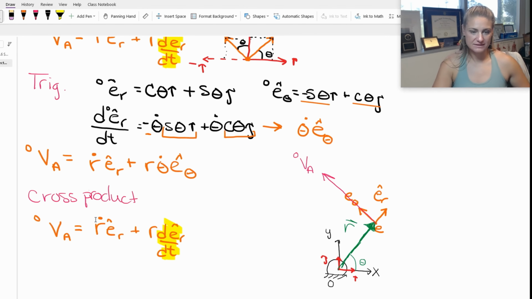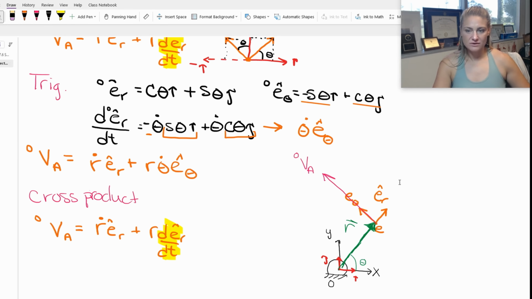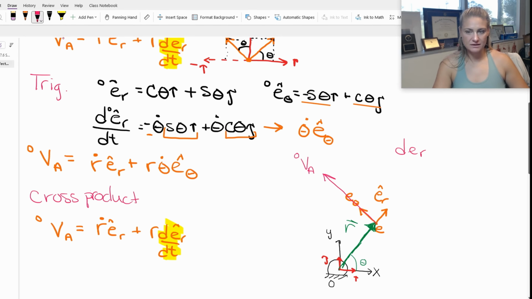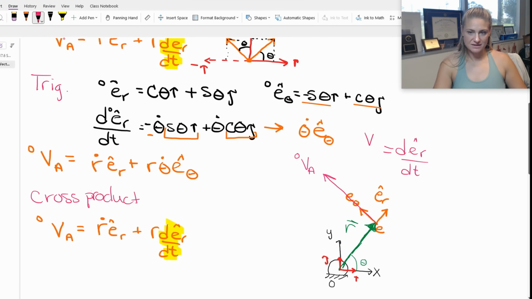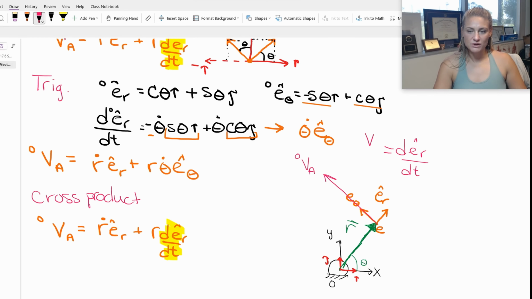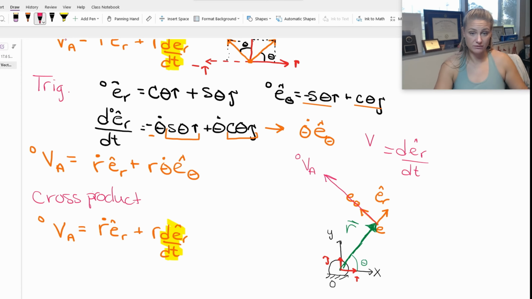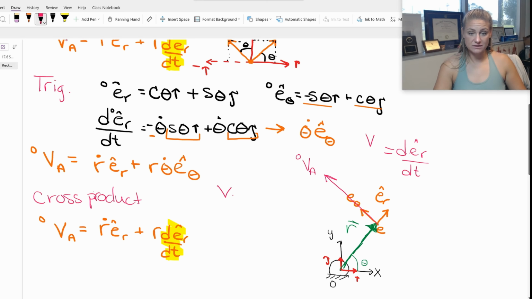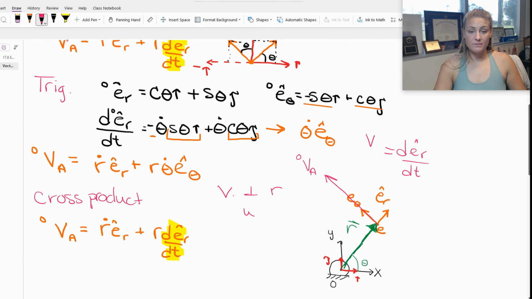So let's think about this. The derivative of a vector is velocity, right? So d(er)/dt is the velocity of that vector. If this is velocity, what are two things that I can cross to get velocity? Well, I know that position is going to be perpendicular to velocity, right? We established that the position vector and the velocity vector are always going to be perpendicular to each other. And there's one more relation that I can make, omega.